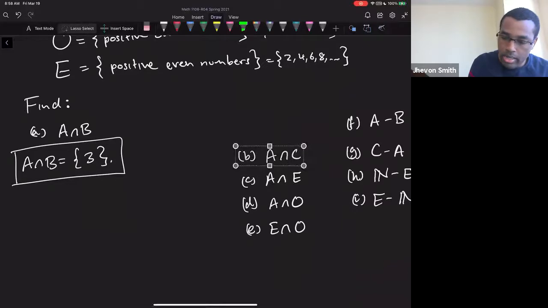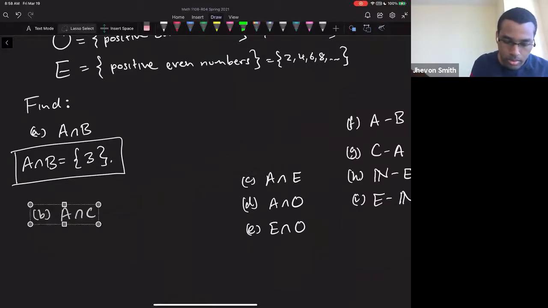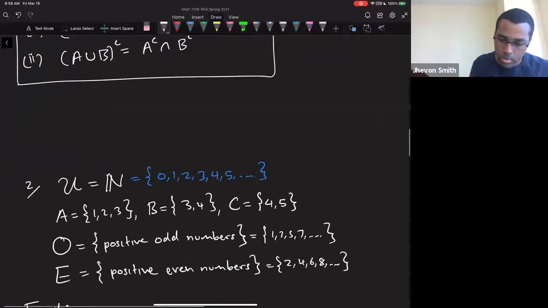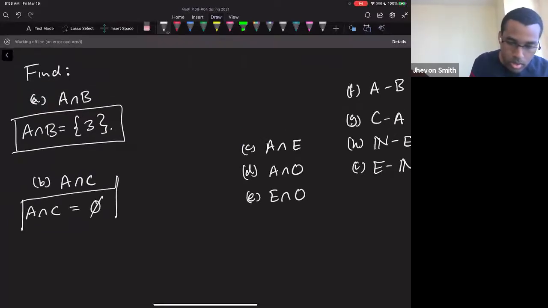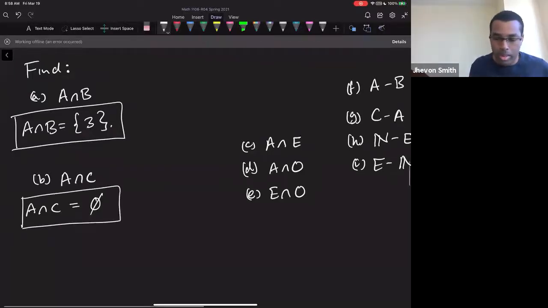What's in A intersect C? A intersect C, what's in it? Is it the empty set? It's the empty set. There is no one in common.